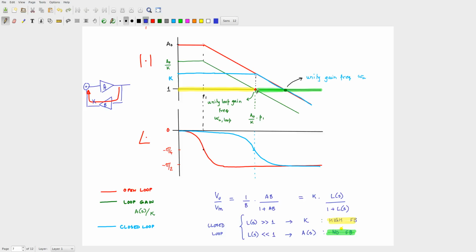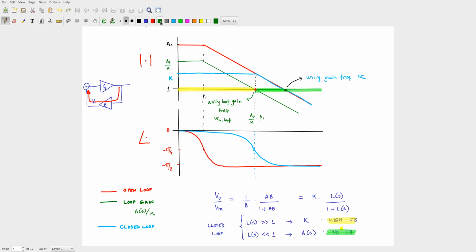Beyond the unity loop gain frequency, your loop gain is dropping below 1, correct? Loop gain becomes less than 1, that's the green line. In that region, your closed loop function, which is the blue line, identically follows the open loop function, which is the red line. Okay, so what's the take home from all of this?